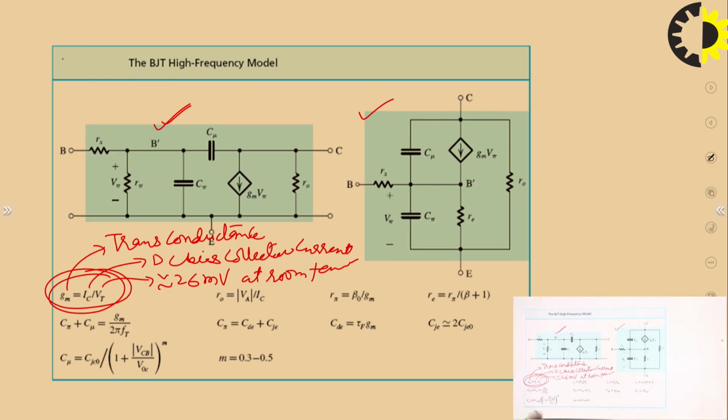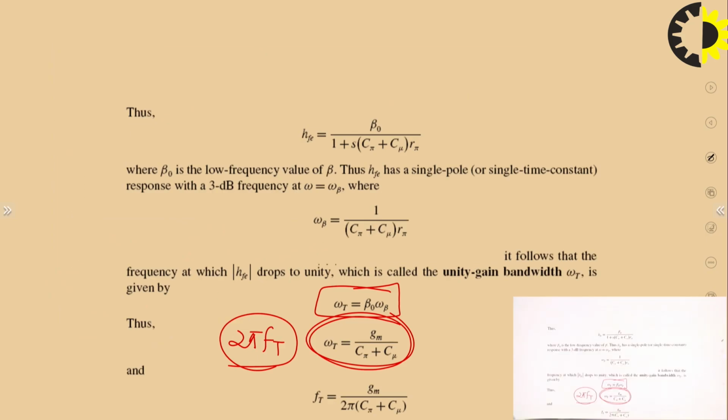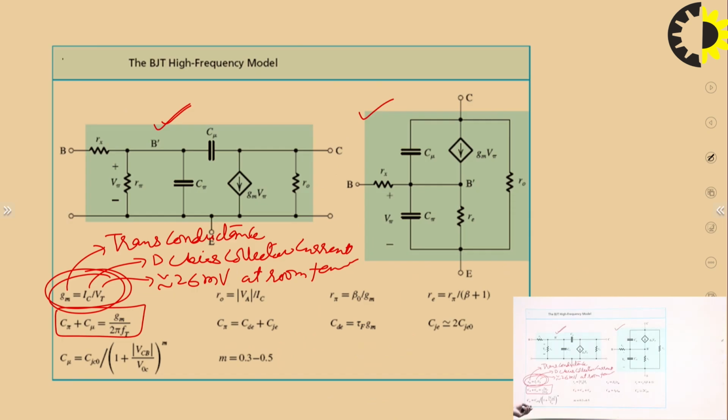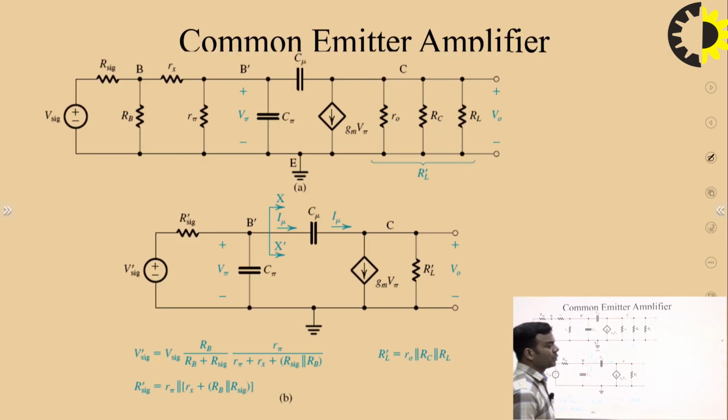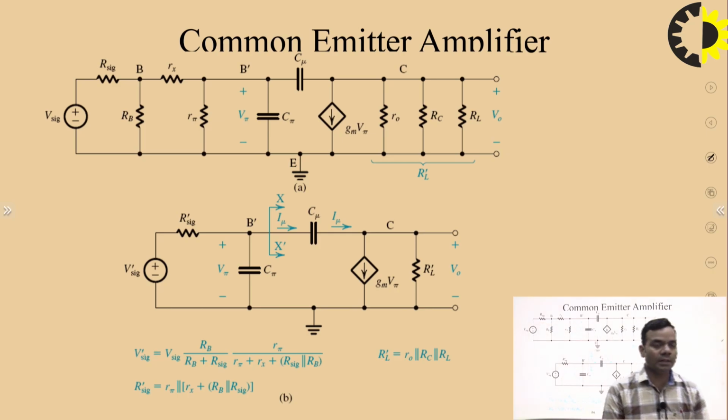And earlier we have already found out that C pi plus C mu is equal to Gm upon 2 pi fT, and we already know this. And R o is equal to VA upon IC, where VA is the early voltage, and IC is the DC bias collector current. So R pi can also be written as beta upon Gm, and in this way you can proceed to solve these types of circuits, or derive an expression for the unity gain frequency.